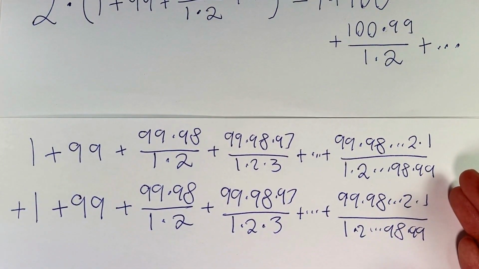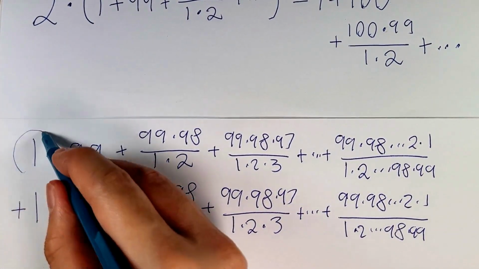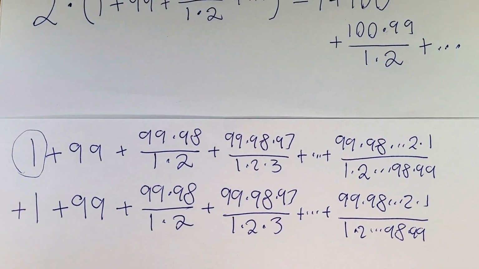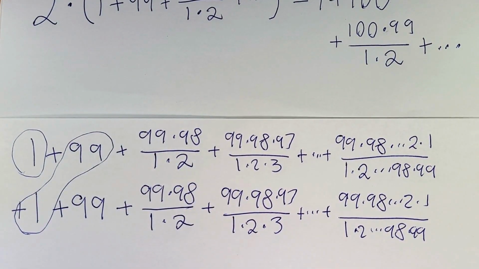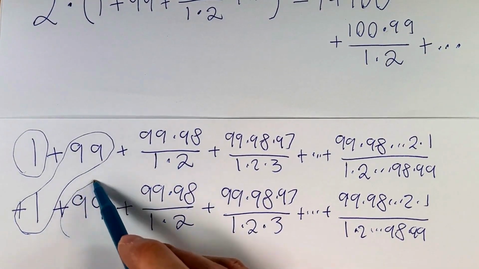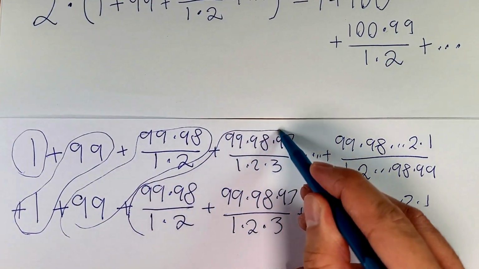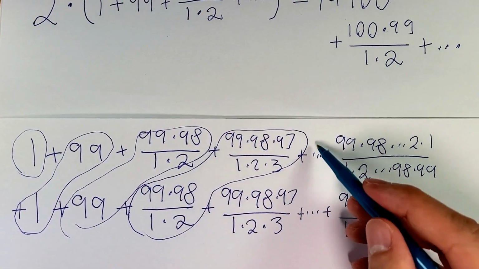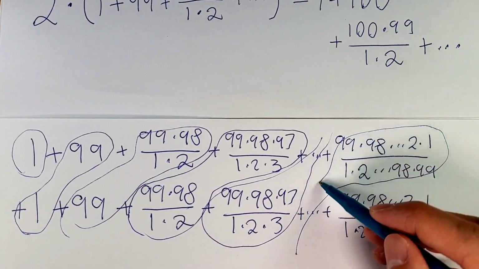So here I'm going to group some numbers together. I'm going to first consider just this number. Then I'm going to consider 1 plus 99. Then I'm going to consider 99 plus this fraction. And then I'm going to keep doing this, making all these groupings like so.